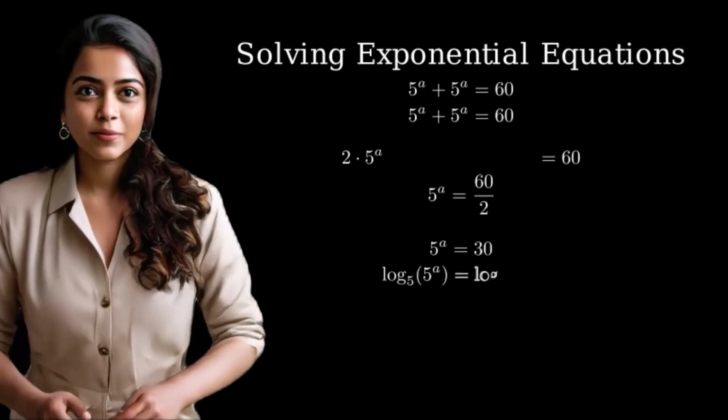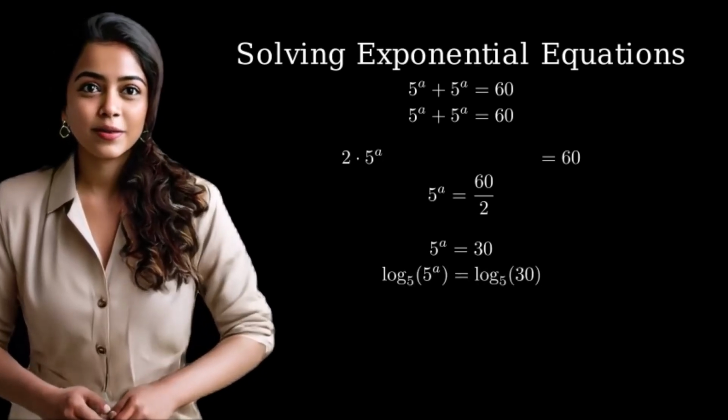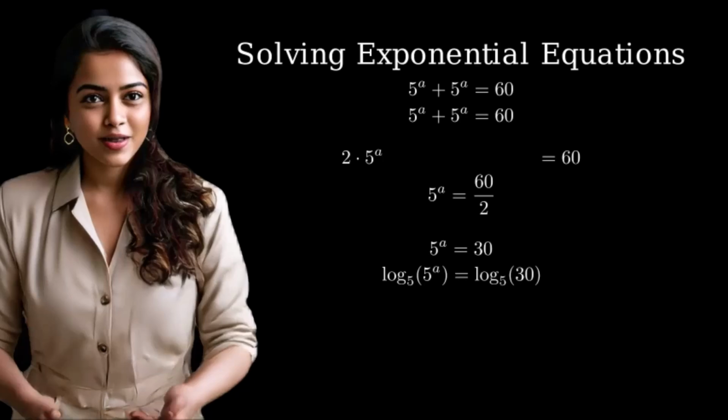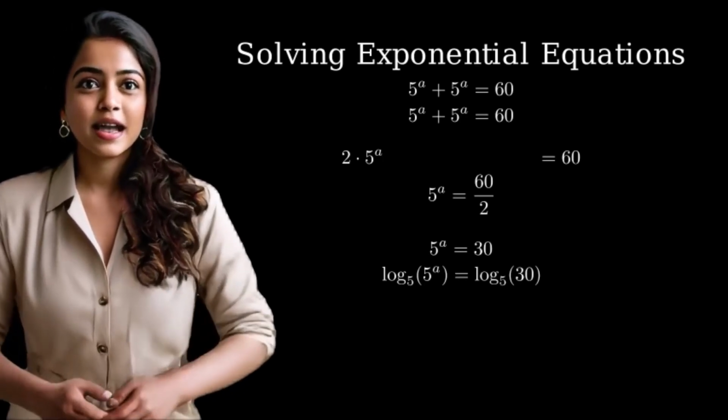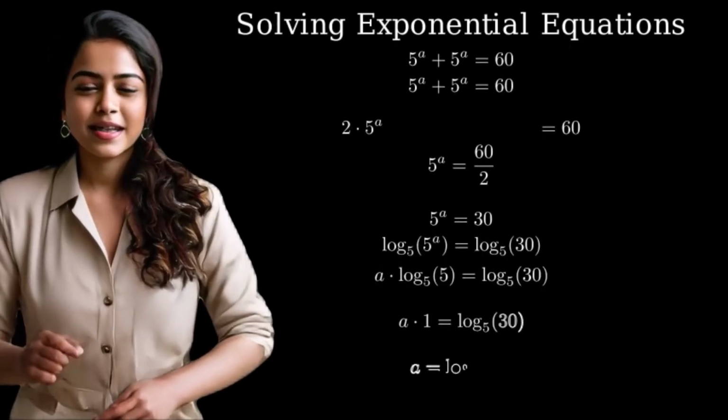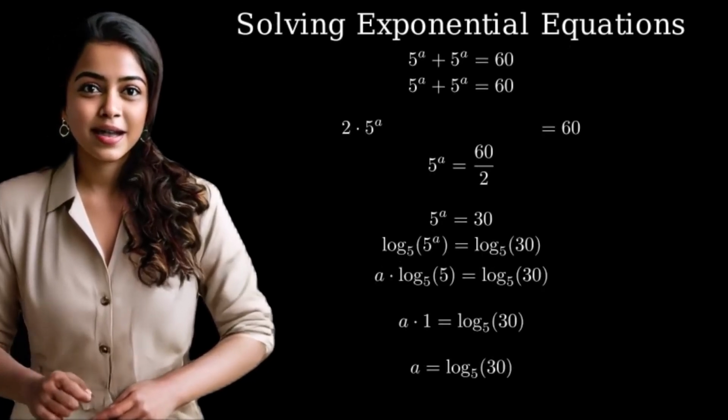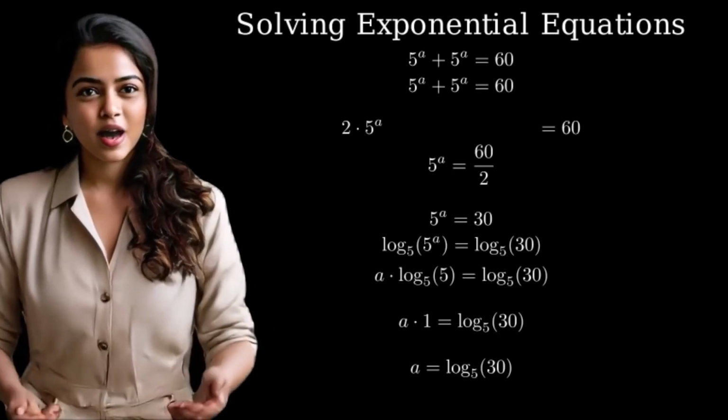To solve for a, we'll take the logarithm of both sides. We can use any base for the logarithm, but it's convenient to use base 5, since our equation has 5 to a power. Using the logarithm property that log of a power equals the power times the log, the left side simplifies to just a.